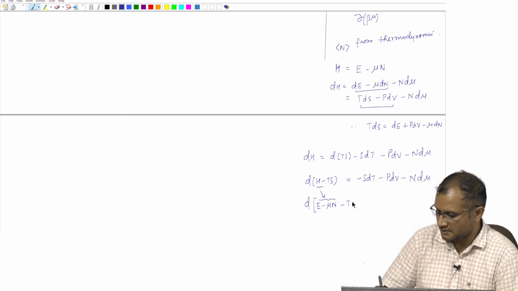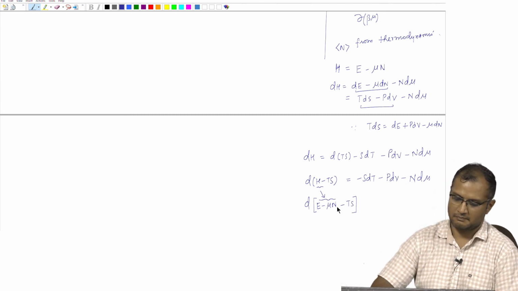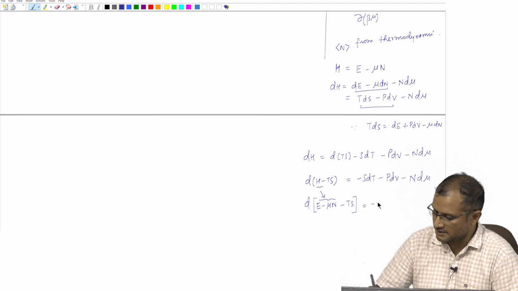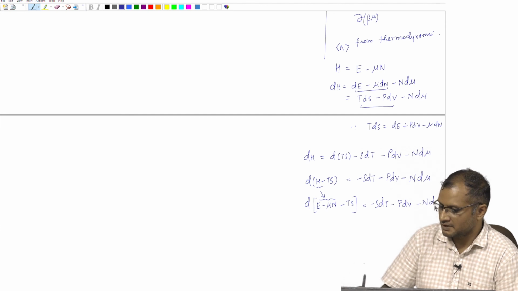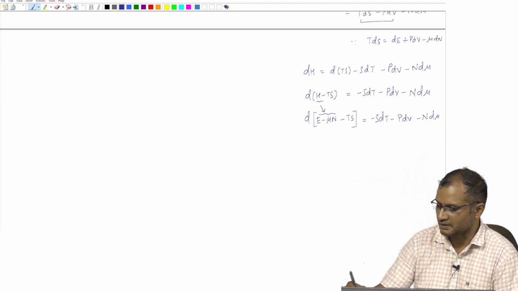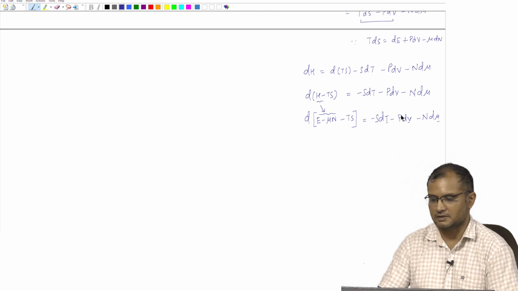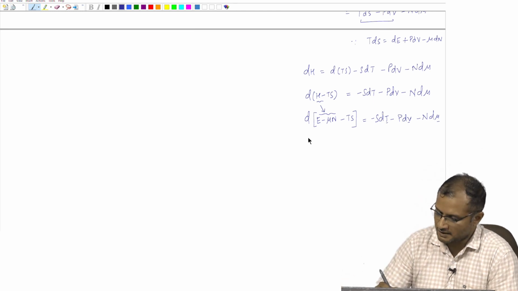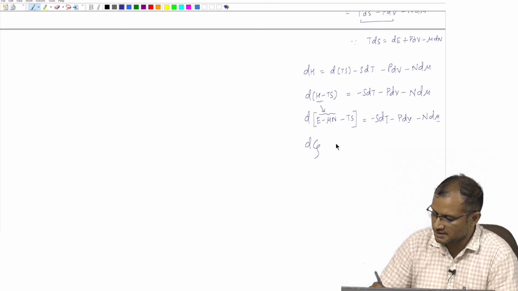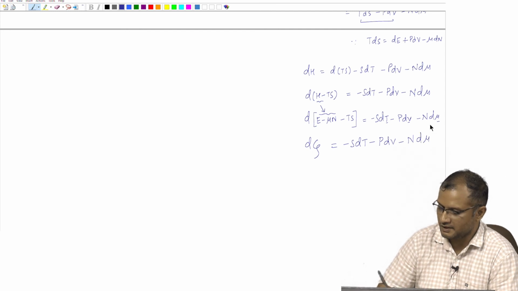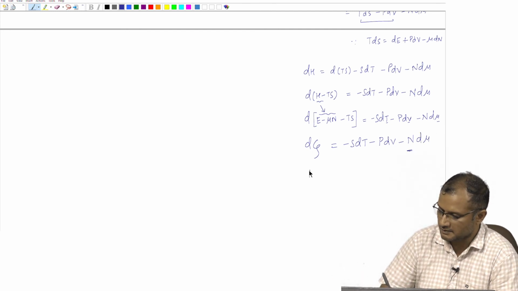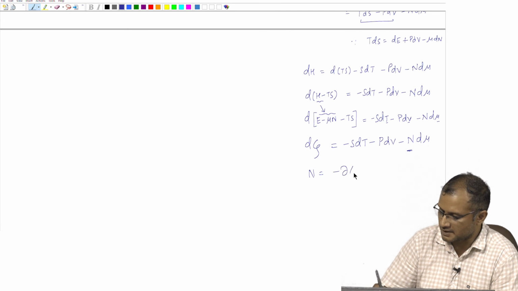and minus TS, which is equal to minus S dT minus PdV minus n d mu. So, it is very simple. So, your conjugate variables are back here. So, mu, V, T is the ensemble which is constant. So, then I can write this as d of xi, where xi is the grand potential, and finally, you can compute n as minus d xi by d mu at constant T comma V.